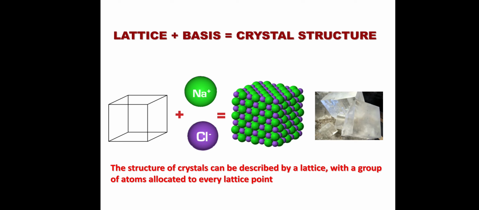So it is a space lattice, and you have a regular periodic arrangement of points. Onto these points, the group of atoms, we call it a basis, is hanged. So the combination of space lattice and group of atoms will give us a crystal structure. That's what you are observing. The structure of crystals can be described by a lattice with a group of atoms allocated to every lattice point, which will give us a definite crystal structure.